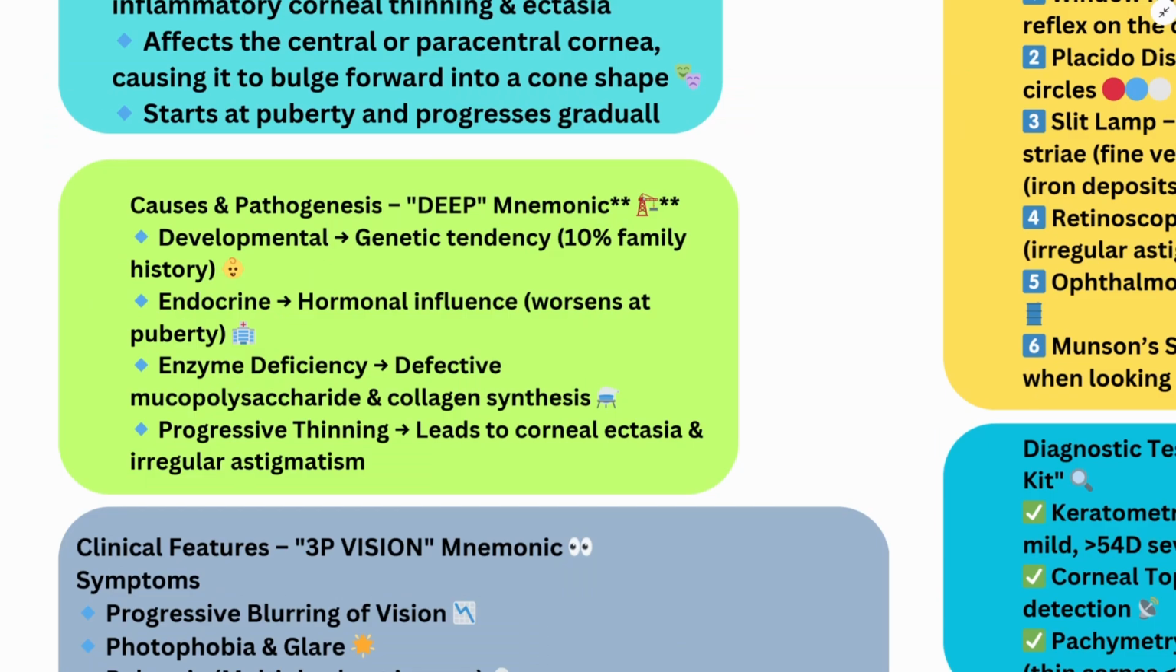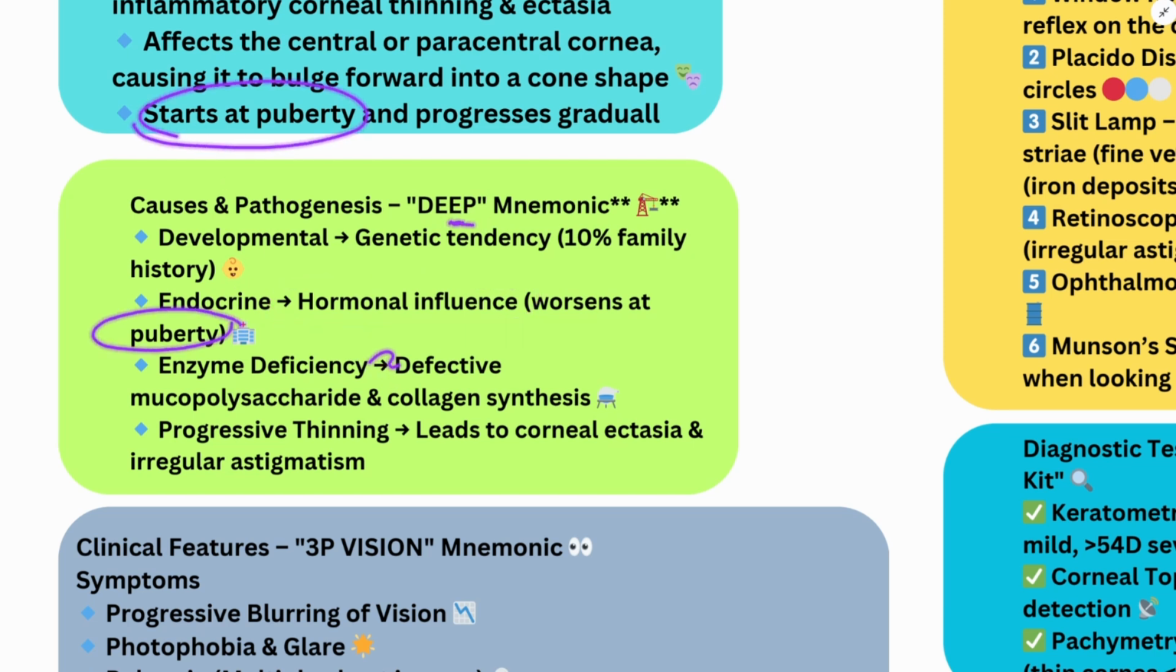Now let's discuss the causes and pathogenesis here. The mnemonic is DEEP. So what is this DEEP? D for developmental, like it can be seen in genetic tendency in 10% with family history, and endocrine, like there will be hormonal influence which is more at puberty, so it starts at puberty.